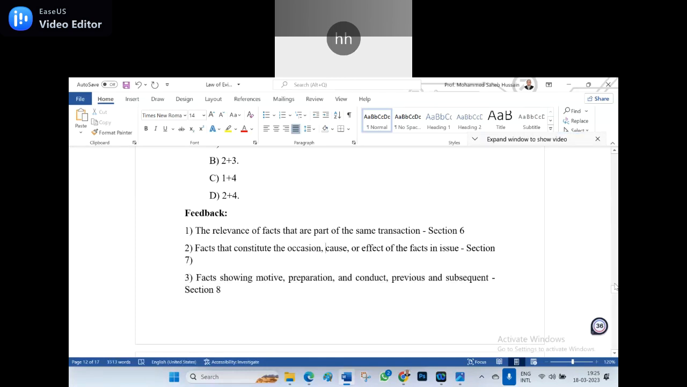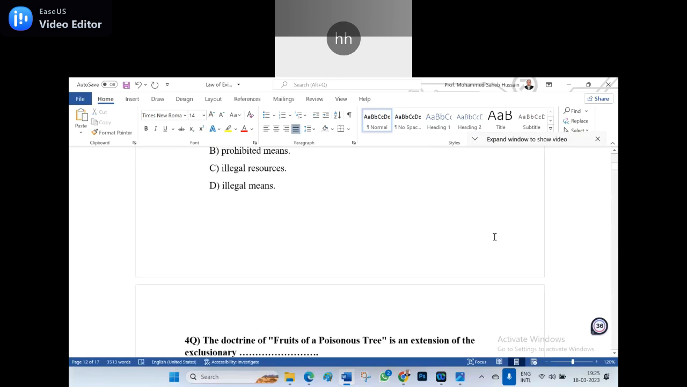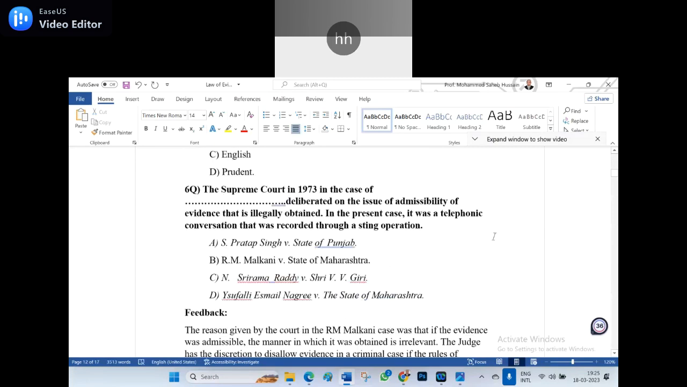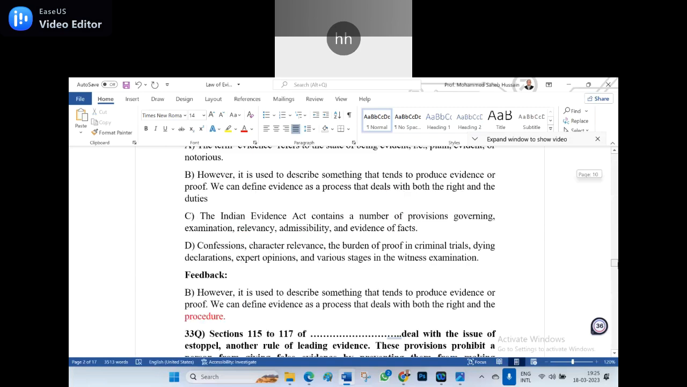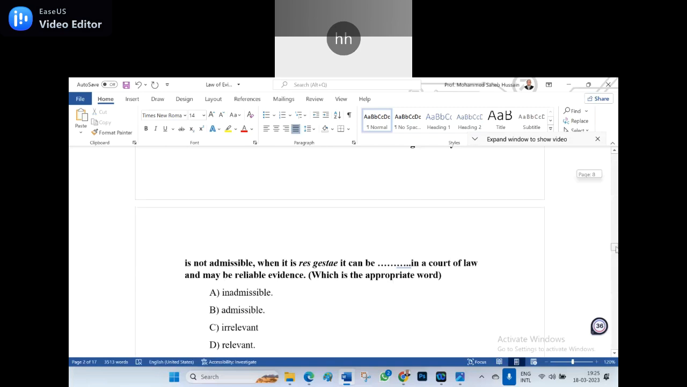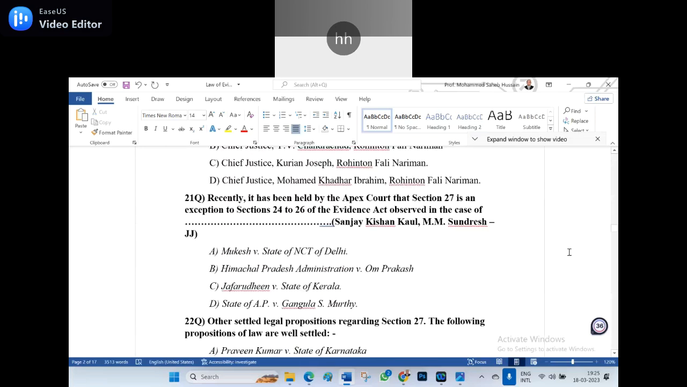And another one, we made the confusion in this one, which was the case law. Oh, this is 19, we have to go to 21. Admissible, not admissible. Yes, this is a species, a genus. And is this the case law that we discussed? Yes, recently it has been held by the Apex Court that Section 27 is an exception to Sections 22, 24 to 26 evidence, as observed in the case of Dash.